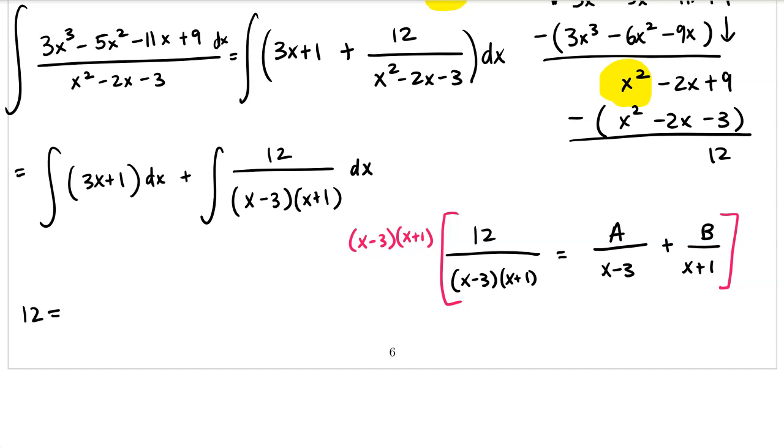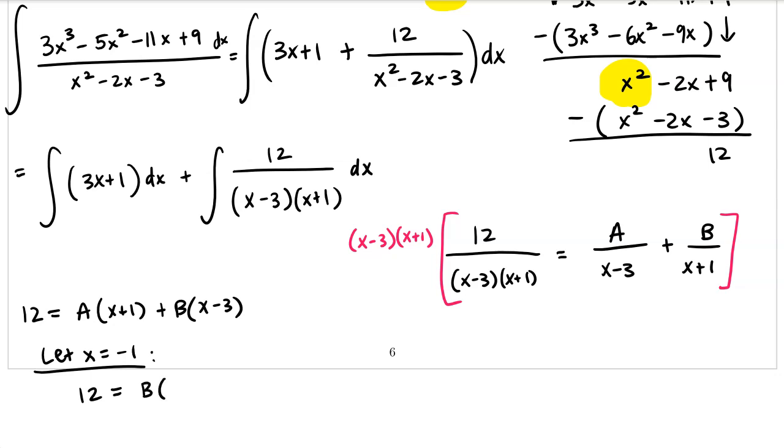The resulting equation will be 12 equals capital A times x plus 1 plus capital B times x minus 3. Now from here, we can plug in strategic values for x, one of them being negative 1. If I do that, we get 12 equals, the A is going to get eliminated, and then we'll have B times negative 1 minus 3. That's going to give us negative 4B is equal to 12, which implies that B is equal to negative 3.